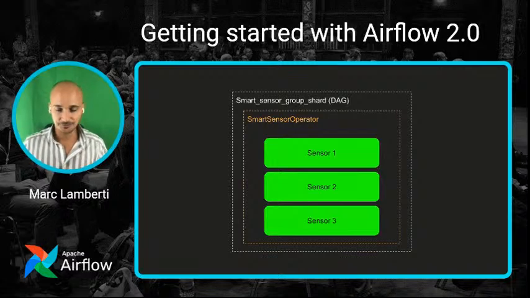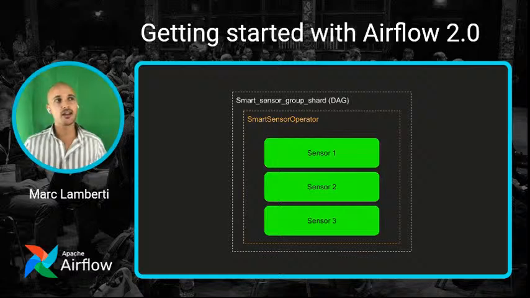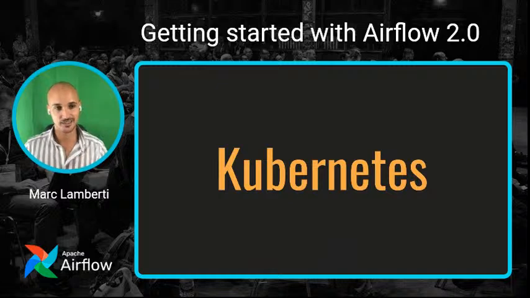Now we know about sensors, the task-free API, and the task groups. There is one last thing super important. There is a good chance that you are right now using the Kubernetes executor, and I would like to talk about Kubernetes.